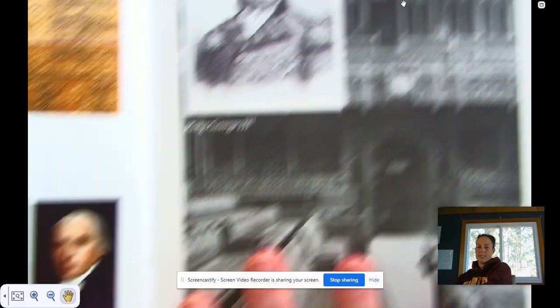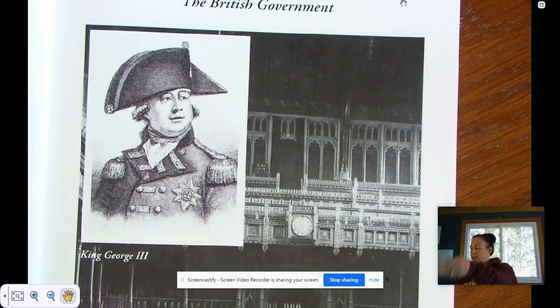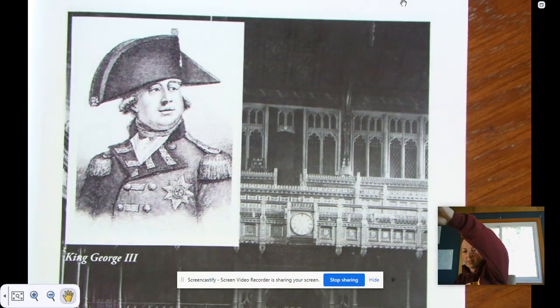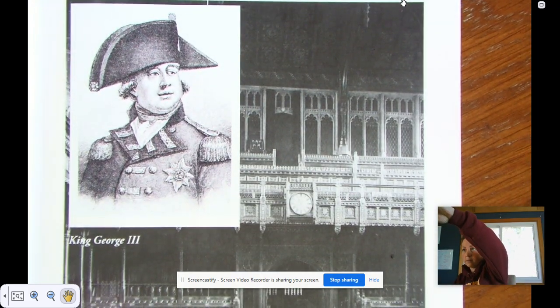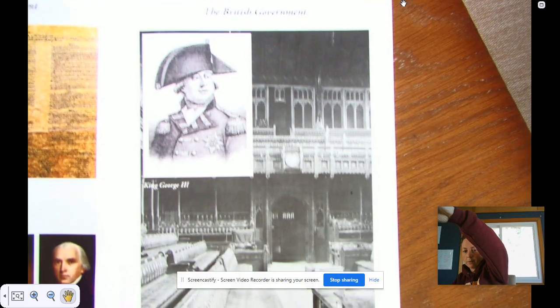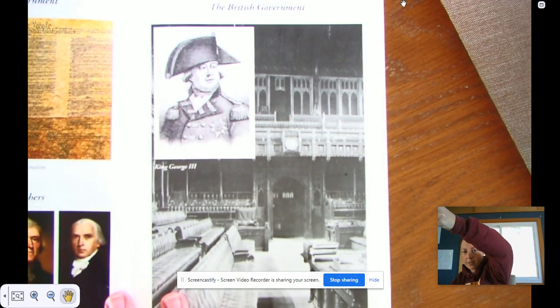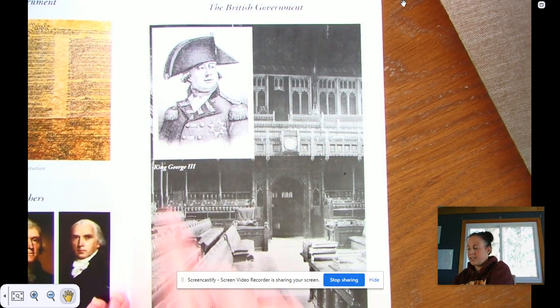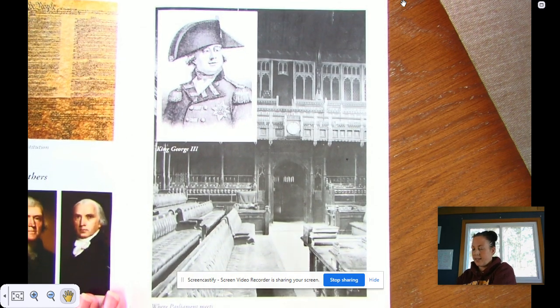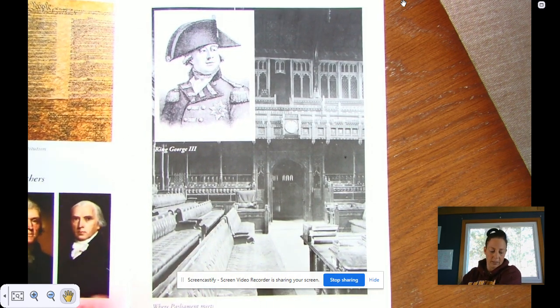Switching over now to take a look at the British government. Let's see if I can zoom this back out. We have a full slide here. So the British government, this is King George III, and then this is a picture of something called Parliament.